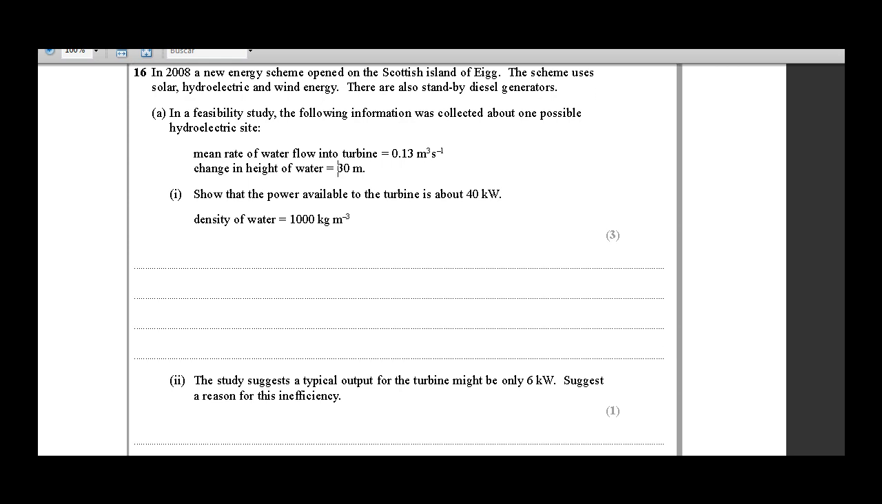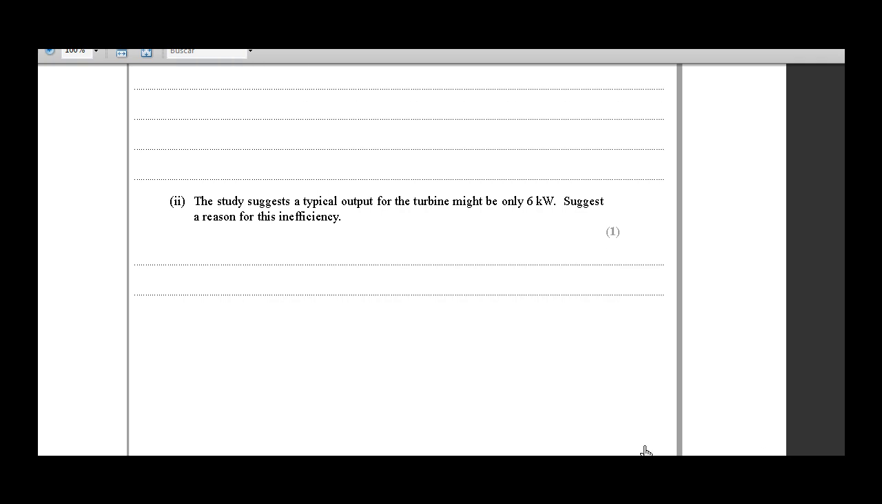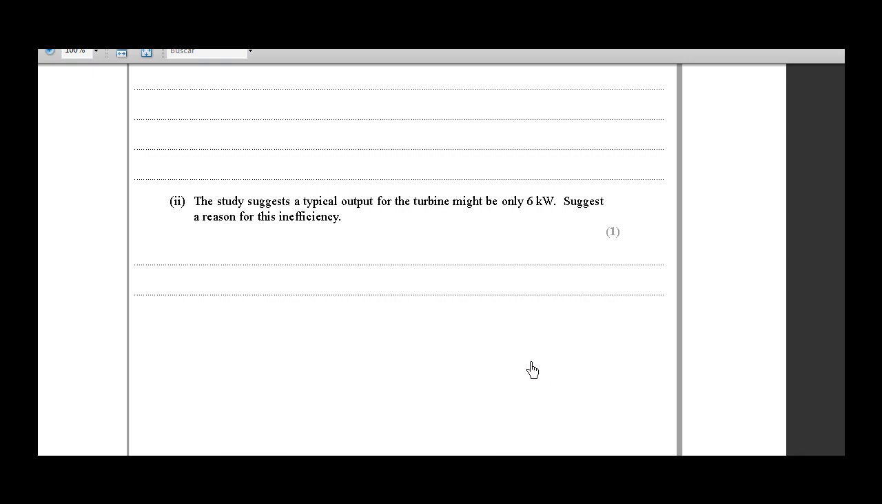The next part says, a study suggests the typical output for the turbine might be only 6 kilowatts. Suggest a reason for this inefficiency. There's a whole bunch of them, and hopefully you can come up with one of your own. But we're going to have a look at what they're writing, just in case we can get some insight from looking at other people's answers.